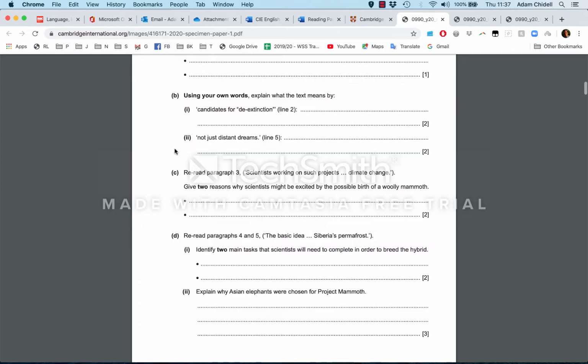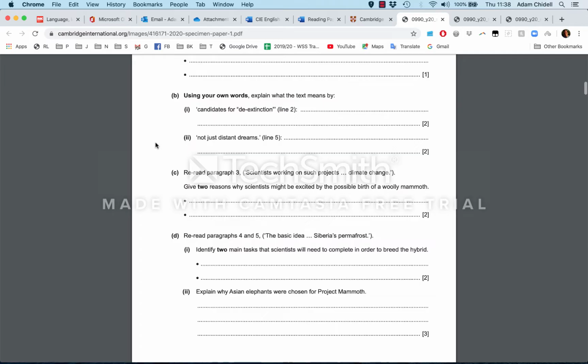So how do you make sure you do that? Well, I suggest quite a methodical approach to this, and that means looking at each word in turn. Okay, so if we look here, it's asking you to explain what candidates for de-extinction means. So I would begin by thinking, well, what is a candidate, or what are candidates? Candidates are possible choices. Okay, and then I'd look at the second part, de-extinction, and obviously if something is made extinct, it dies out. So if it's made de-extinct, it is brought back to life.